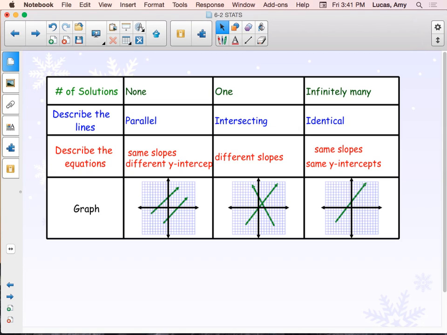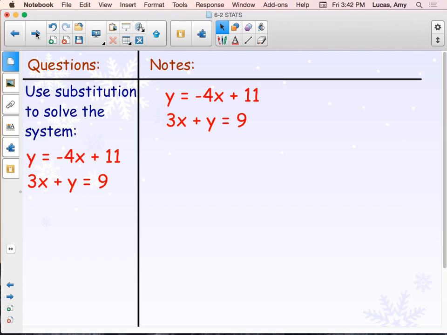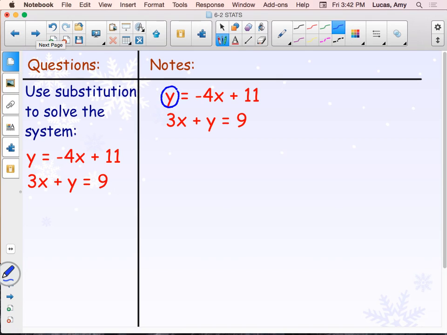Today we're going to be using substitution to figure out what type of system we're working with. So it's going to look a little bit different than it did when we were graphing. Okay, so we're going to use substitution on this first system. Remember, substitution means that if 2 things are equal in value, you can replace one with the other.